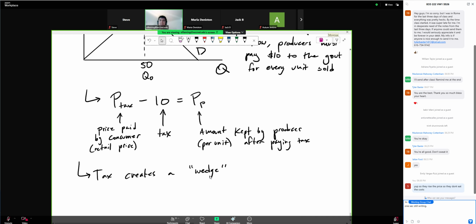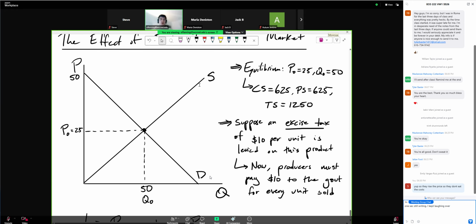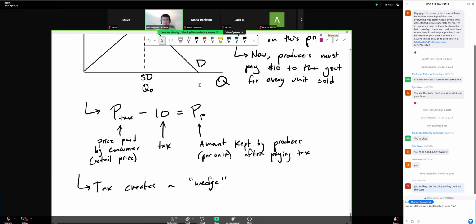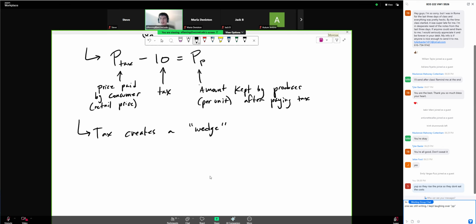Okay, so what is this tax going to do to the market? Well, we know from earlier that taxes shift supply to the left. But here, because we have a $10 tax, we know exactly how much supply is going to shift. In particular, we know that the tax shifts the supply curve upward by $10.